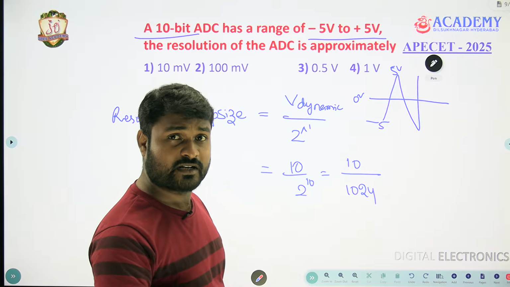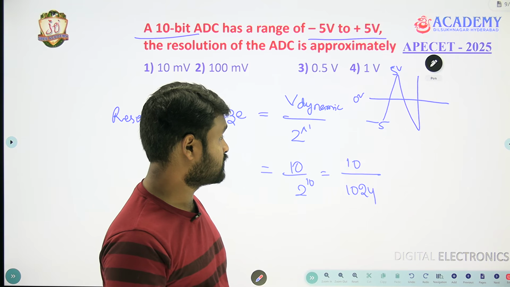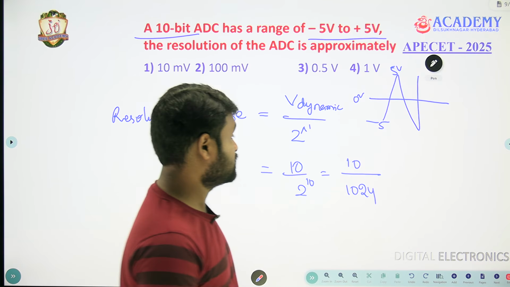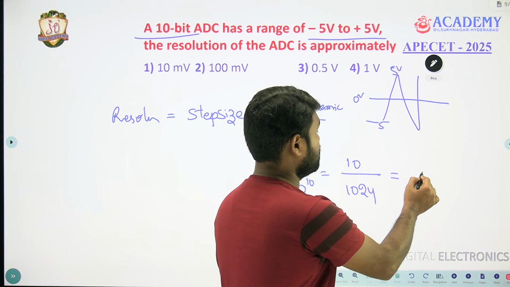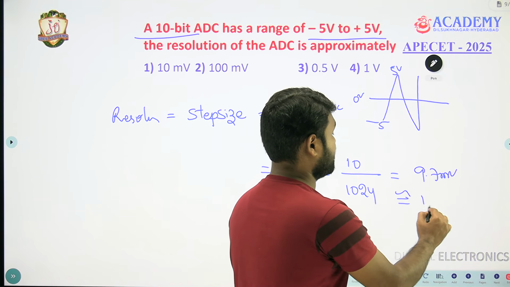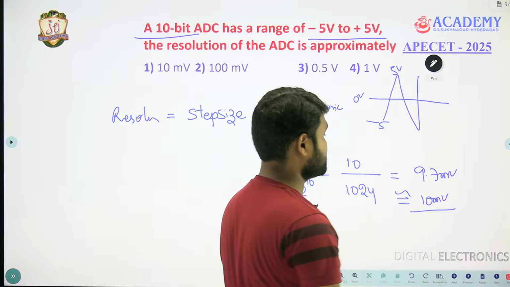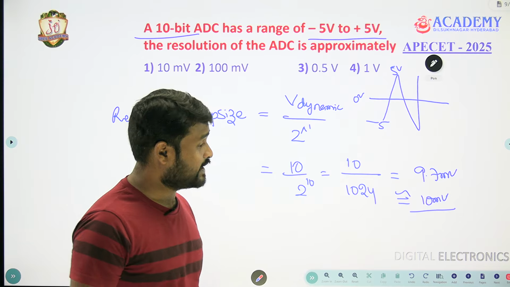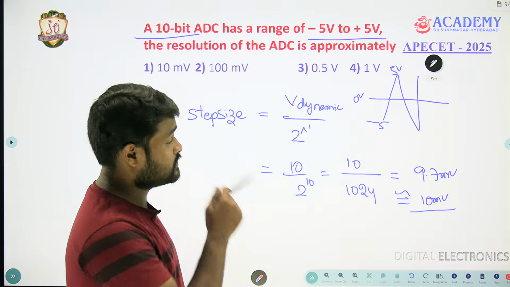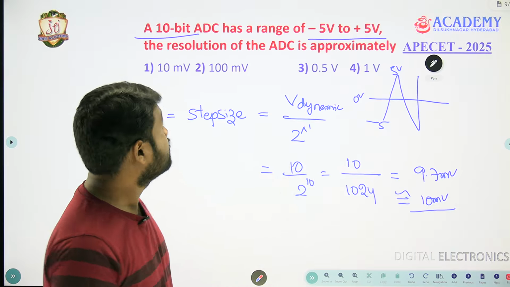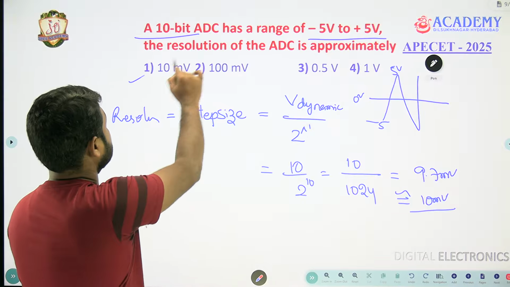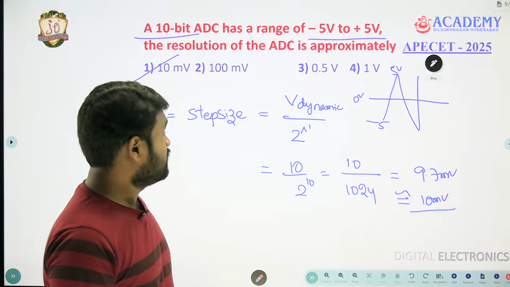So lesser than 1 it will come. So 9 around, 9.5, 9.6 range you will get. It's something around 9.7 millivolt. So approximately you can make it 10 millivolt. 10 divided by 1024 is around 9.7 to 9.6. So I am approximating it to 10 millivolt, because nothing else is mentioned. The 10 millivolt option is given. That's the first one. Okay, simple only.